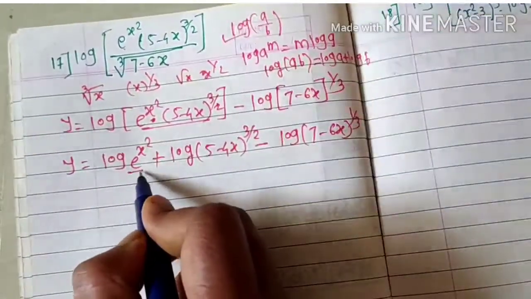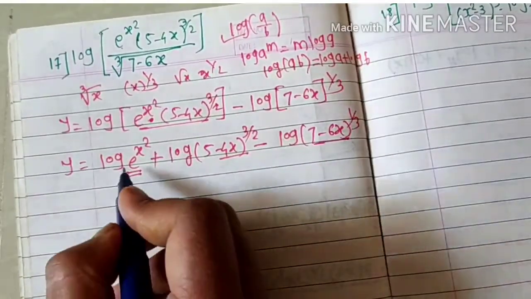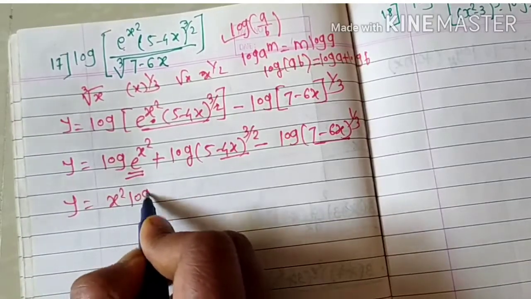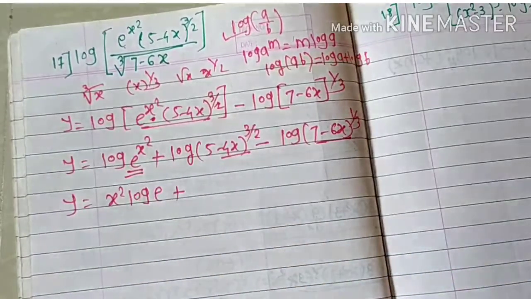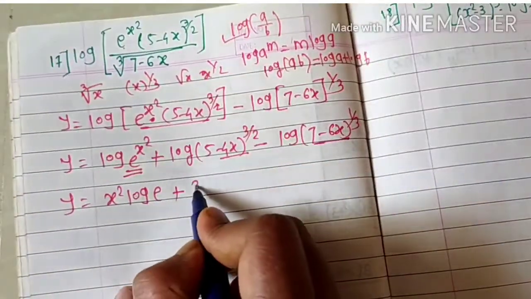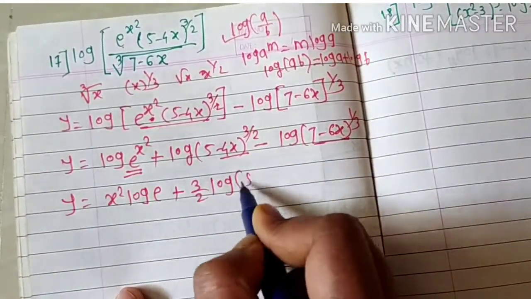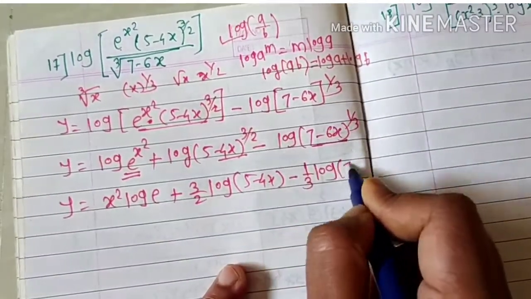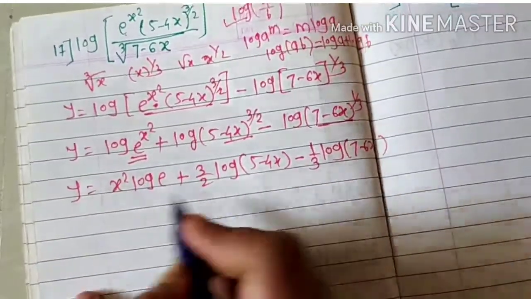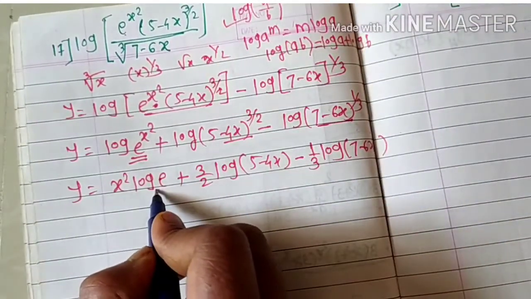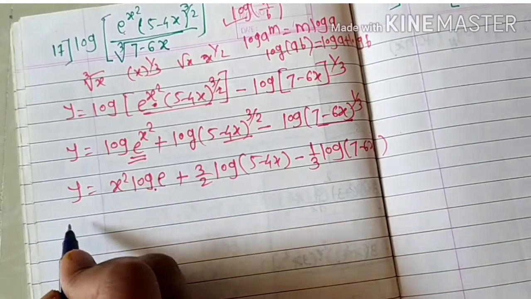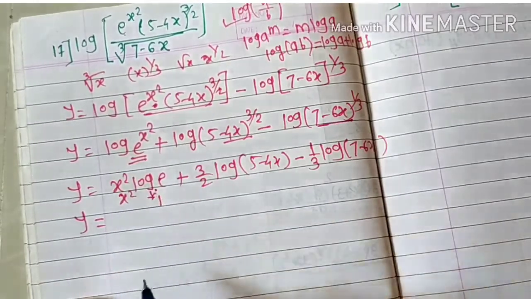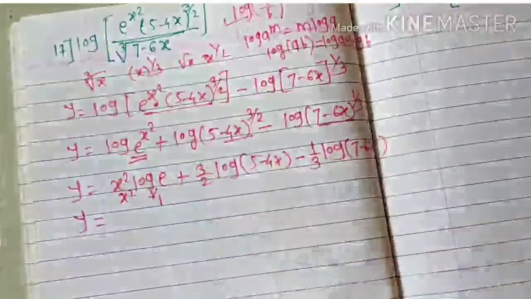Then all these terms are in the form of log a raised to m, which is m into log a. So what we get here is x square into log e plus 3 by 2 into log of 5 minus 4x minus 1/3 into log of 7 minus 6x. Then log e to the base e is 1, so what remains here is only x square. Therefore y is equal to, here what remains is only x square. This term is 1 because log e already has its base e.